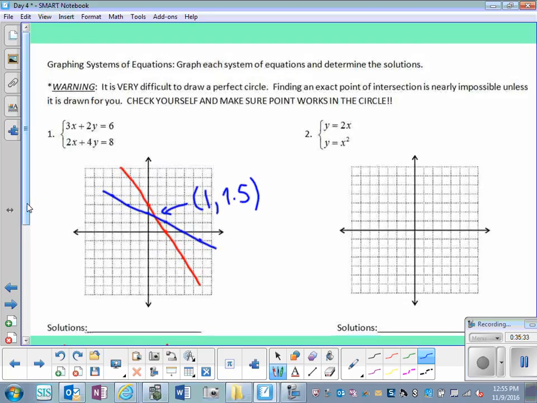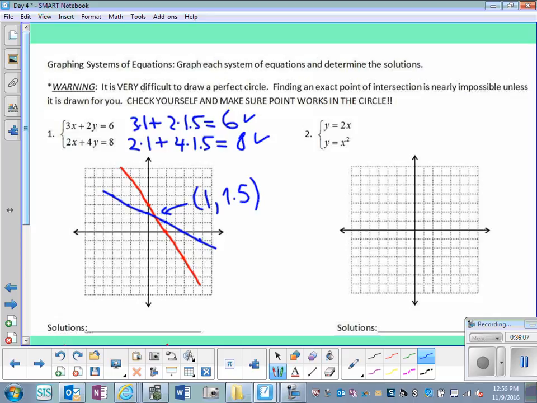For the first one, x is 1, so 3 times 1 plus 2 times 1.5 equals 3 plus 3, 6. So the first one checks. This point that I found belongs to the first line. Now I'm checking the second one. So 2 times my x is 1 plus 4 times my y is 1.5 equals 2 plus 6 is 8. Check. So yes, I guessed correctly.